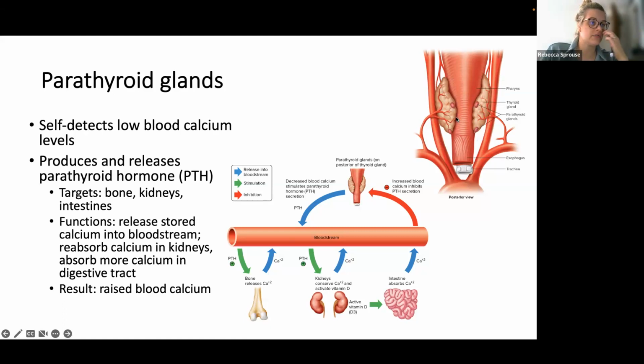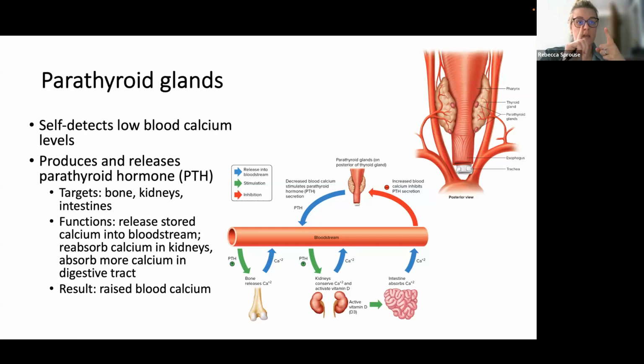And how it does that is it releases something called PTH, or parathyroid hormone, or sometimes it's called parathormone as well. And so it's going to target the same areas, bone and kidneys. It also can target the intestines in this case. And we're just going to do the opposite of what we did if it was too high, right? So if we need more calcium in the bloodstream because it's too low, we need to go find it in places that we've stored it and bring it out and put it into the bloodstream, right?